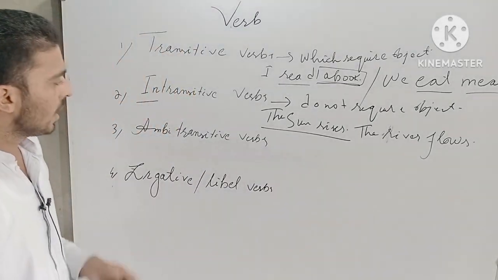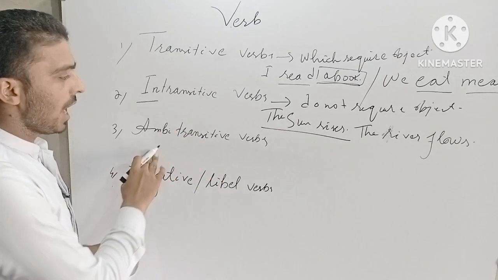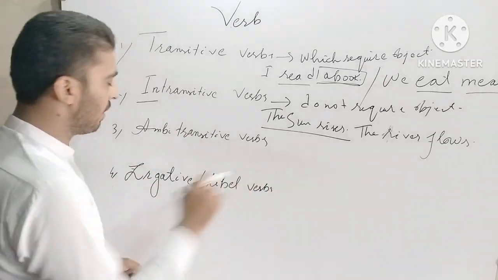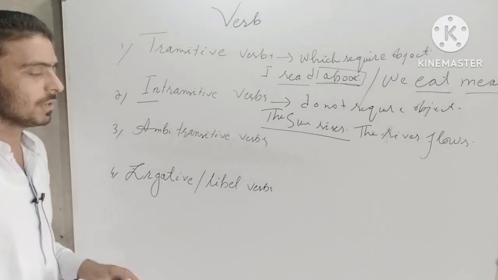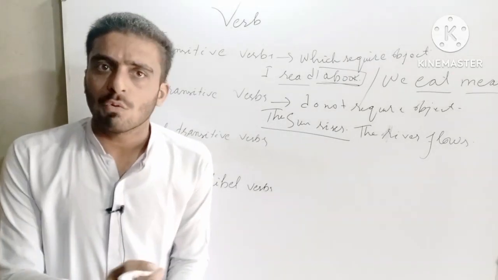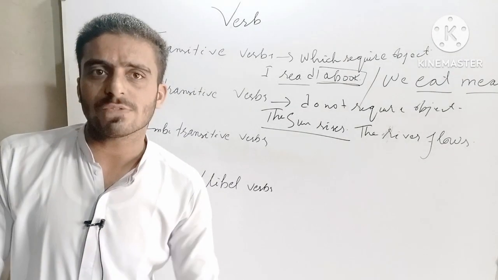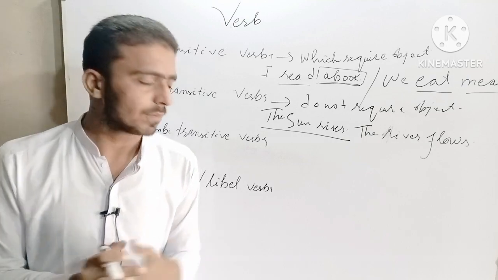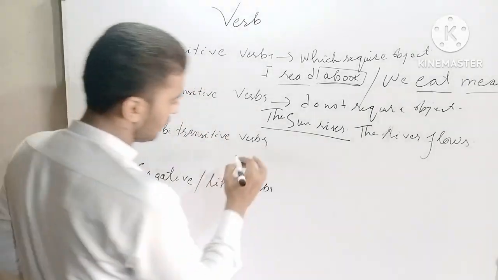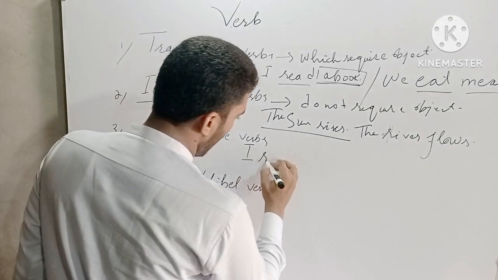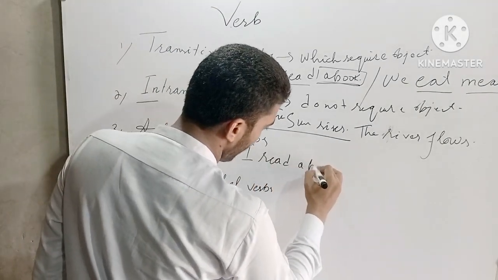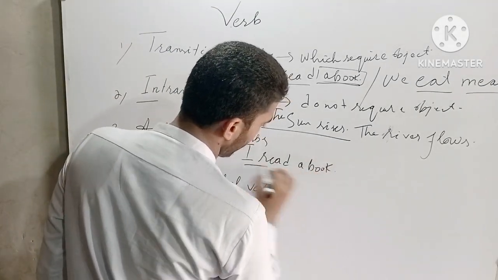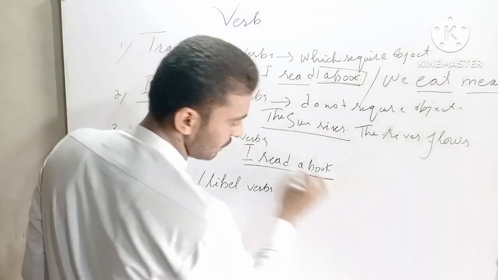After that, here, this is a point. Ambitransitive and ergative are liable verbs. Ambitransitive means those verbs which can be used both in the transitive and intransitive. Suppose they can both be used. Here, I read a book. Here, read is transitive because it is requiring the object.